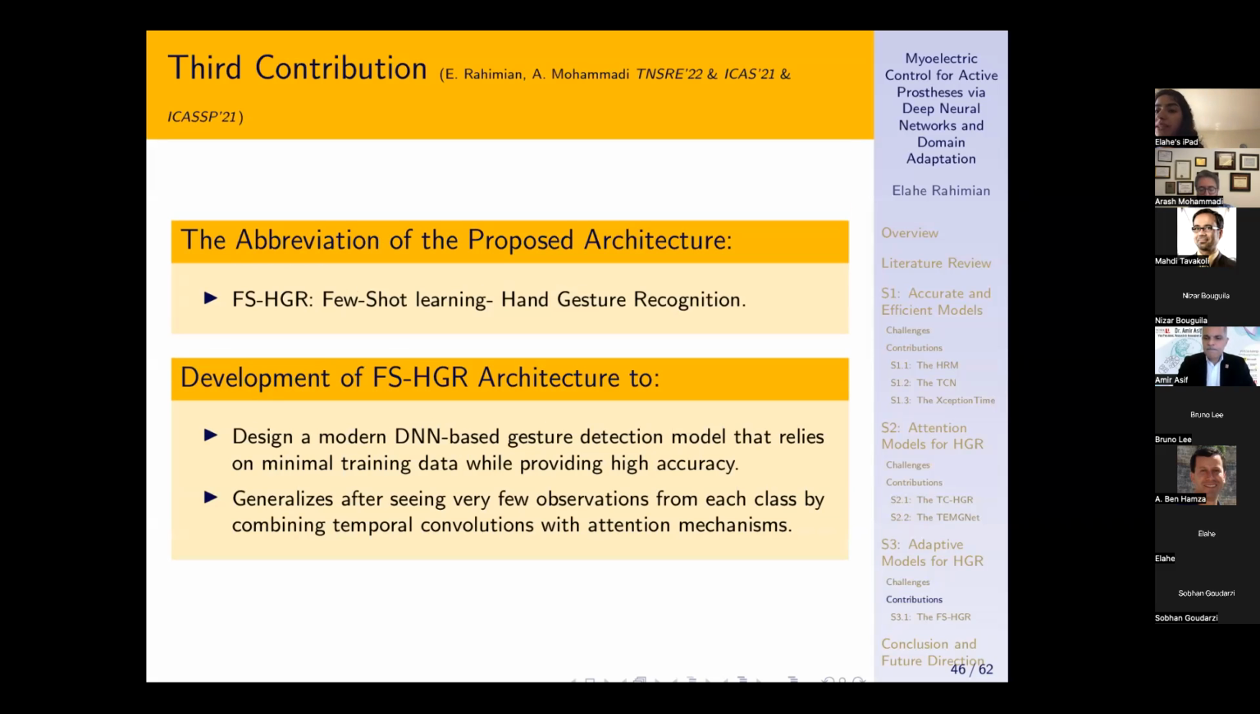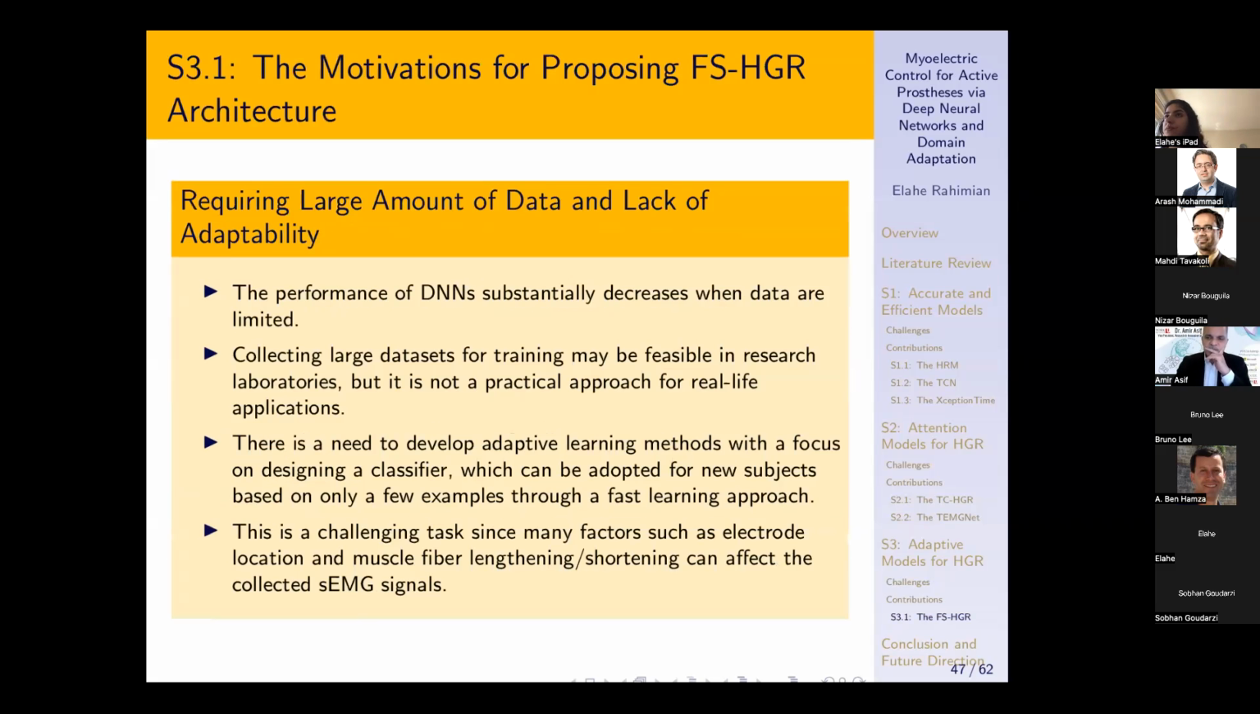More specifically, another motivation here is that when we are using deep neural network models, it means that we should provide a lot of information or a lot of data. But the performance drops when there is not enough input or enough information. So we want to have an adaptive-based model that relies on minimal training data while providing high accuracy.